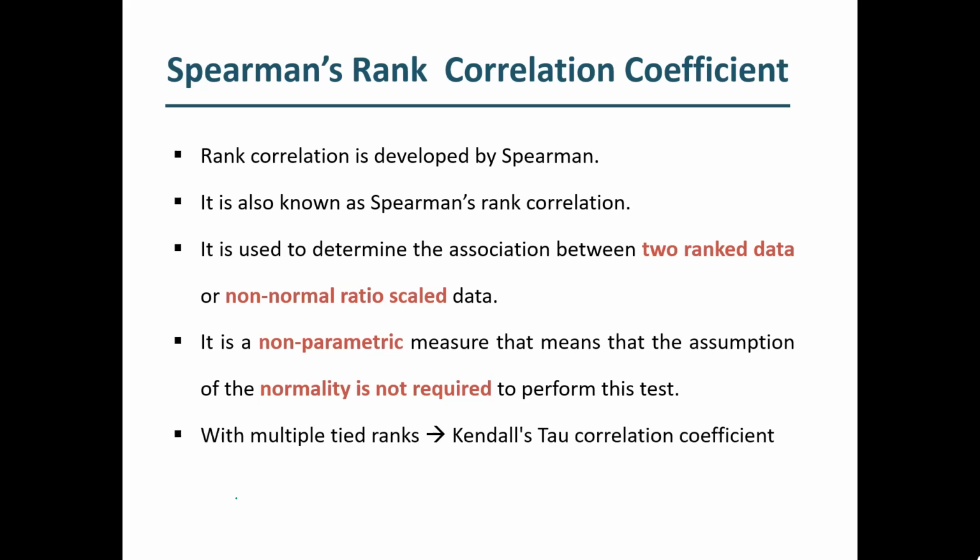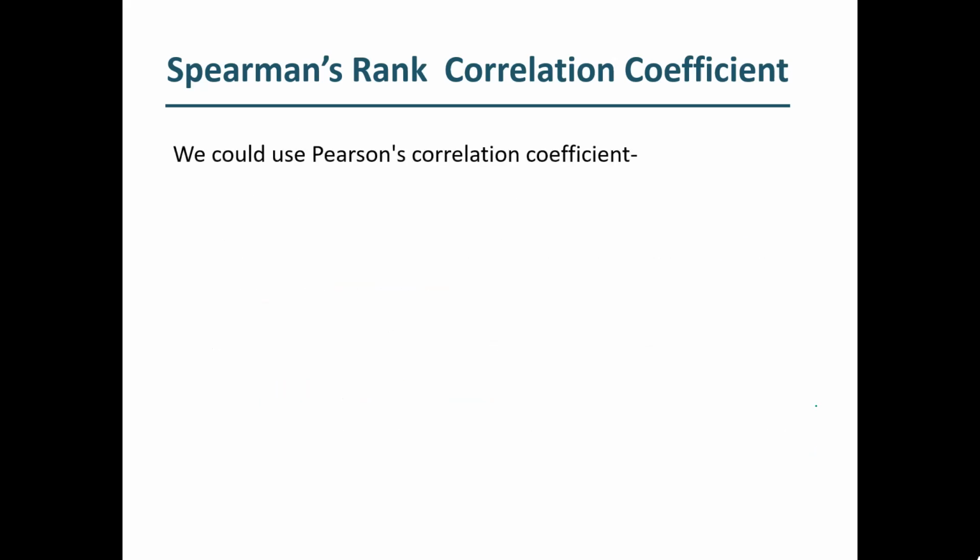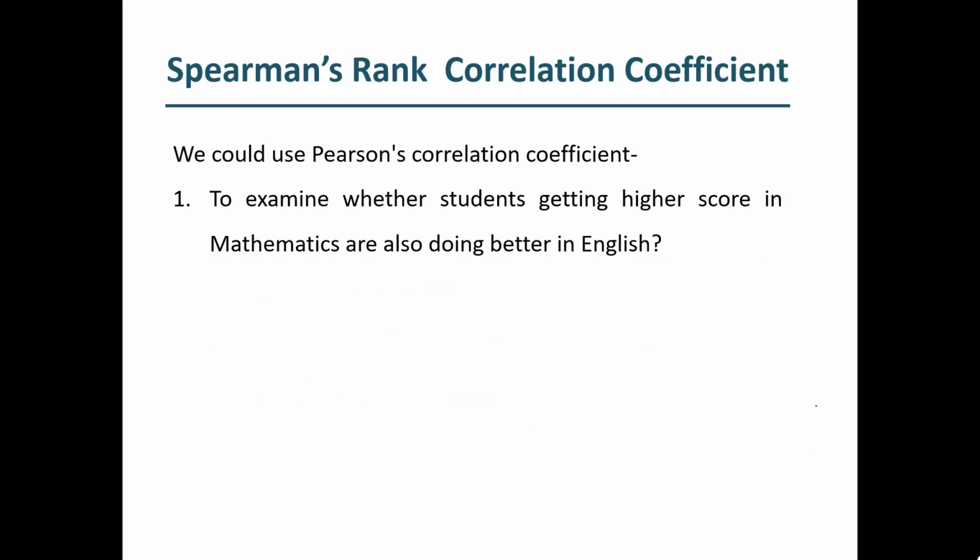With multiple tied ranks, we use Kendall's tau. So see these examples. To examine whether students getting higher scores in mathematics are also doing better in English, you first give ranks according to their score in mathematics, then give ranks according to their score in English, and then compare these two ranks. So students who are scoring higher in mathematics are also scoring higher in English.